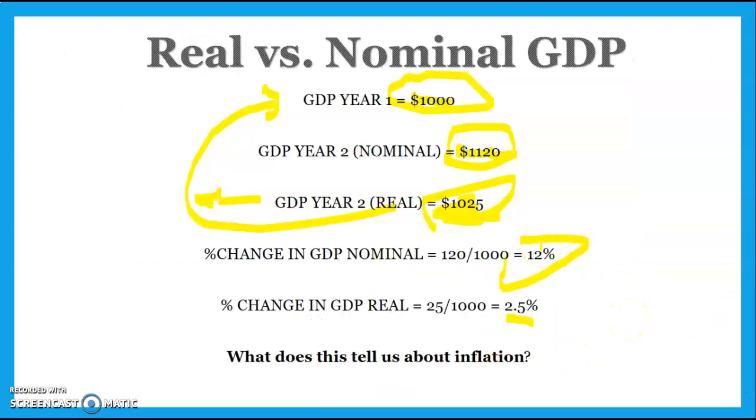So that tells us basically that if nominal GDP is increasing by 12% and real GDP is increased by 2.5%, that means production is increased by 2.5%, and the other 9.5% reason why nominal GDP is increased is because of increases in price. So the 12% increase in nominal GDP has mainly been caused by increases in price, but the increase in quantity has had a 2.5% impact.